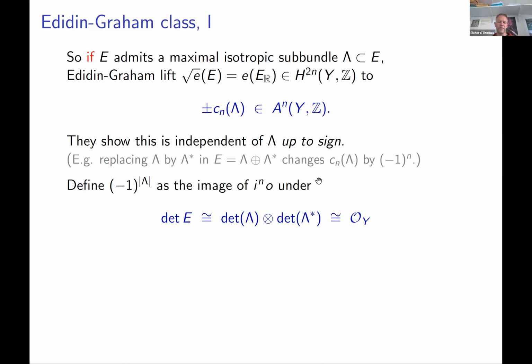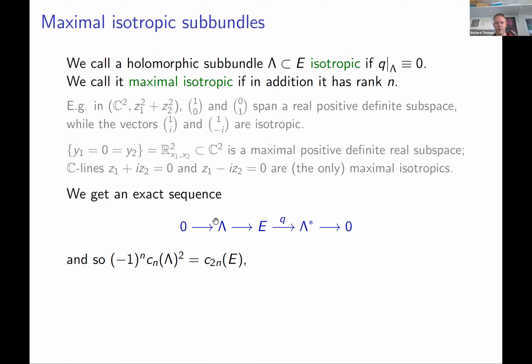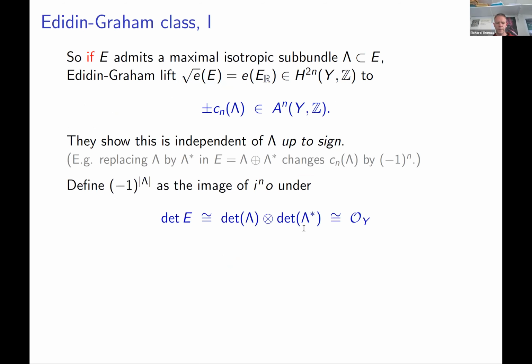Now I want to fix this sign. So this is the orientation issue. The way we fix the sign is the following. Because of this exact sequence that we were just talking about, the determinant of E is naturally the determinant of lambda tensor the determinant of lambda dual, and therefore it's naturally trivial. So the maximal isotropic gave us a trivialization of the determinant of E. This is different from the quadratic form, which only gave us a trivialization of the square of the determinant of E. But the maximal isotropic gives us a trivialization of the determinant of E.